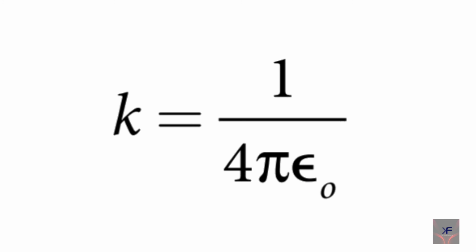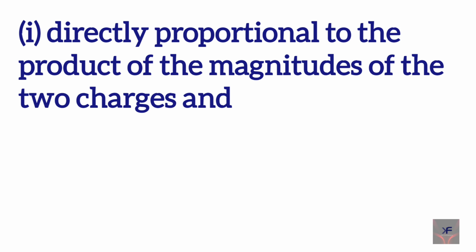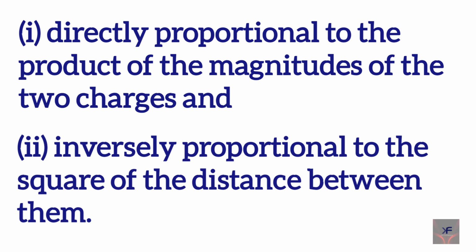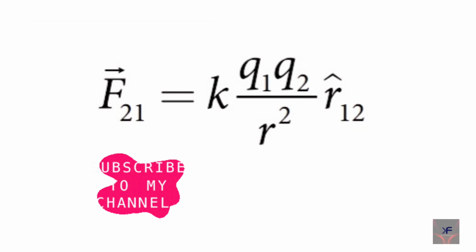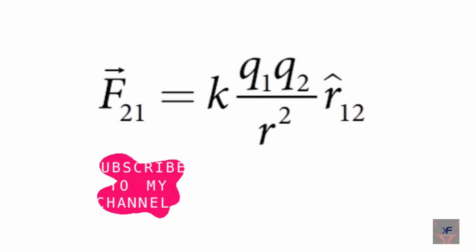When the linear size of charged bodies is much smaller than the distance separating them, the size may be ignored and the charged bodies are treated as point charges. Therefore, Coulomb's law states that the force of attraction or repulsion between two stationary point charges is directly proportional to the product of the magnitudes of the two charges and inversely proportional to the square of the distance between them. So by using Coulomb's law, the force between the charges can be found.